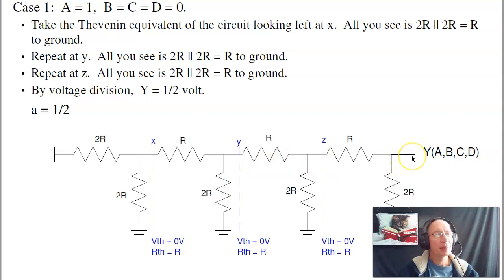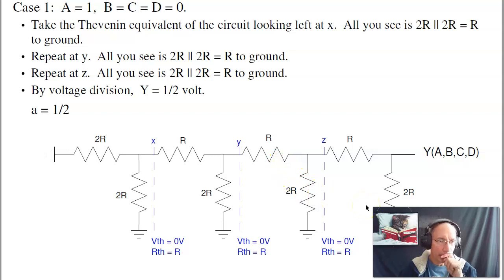Now find the output Y. This is where Thevenins come into play. If I take this point X looking left, the Thevenin equivalent looking left is 2R in parallel with 2R, which gives you R, and 0 volts. Now look left at Y. Looking left at Y, I see R plus the Thevenin R, which gives you 2R, and in parallel with 2R gives you R. At Z, I see R plus R, 2R, and in parallel with 2R gives you R.